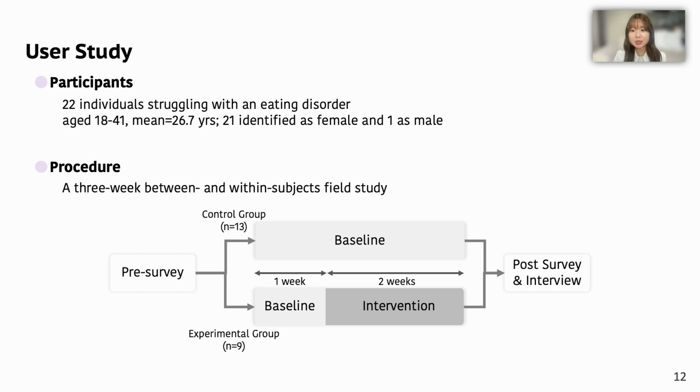Before the field study, participants completed a preliminary survey. During the field study, FoodCensor intervened in users' digital food content consumption from the 2nd week of the study period, but only for the experimental group. After the field study, we asked all participants to complete a post-survey and conducted semi-structured interviews with all participants via Zoom. Note that all phases of our study were conducted remotely due to the high social stigma of eating disorders.